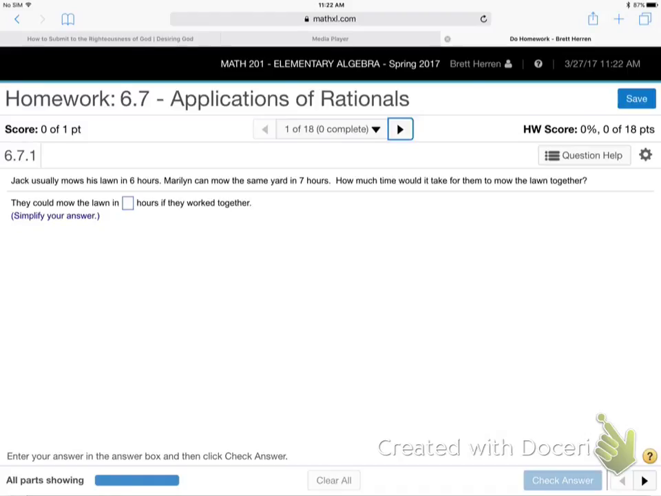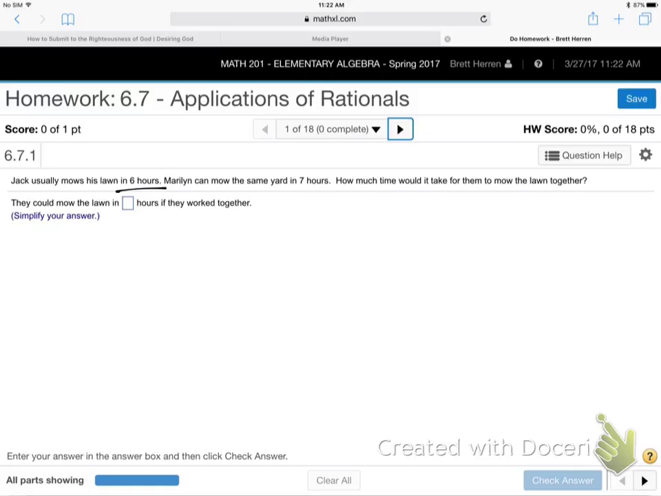Let's do it. There are going to be 3 kinds of word problems in this section. I'll show you the 3 different types. 2 of them will be pretty easy. 1 of them will be more challenging. So here's an easy one. Jack usually mows his lawn in 6 hours. Marilyn can mow the same yard in 7 hours. Big yard, I guess. How much time would it take for them to mow the lawn together?